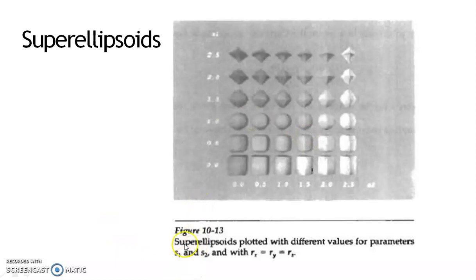This figure shows super ellipsoids plotted with different values for parameters s1 and s2 with the radii the same, rx equal to ry equal to rz. Here s1 is represented on the x-axis, s2 on the y-axis. These are the figures, super ellipsoids.